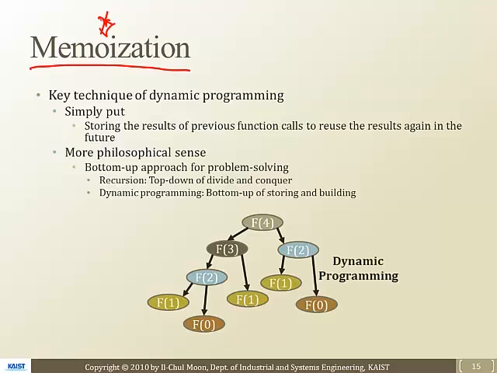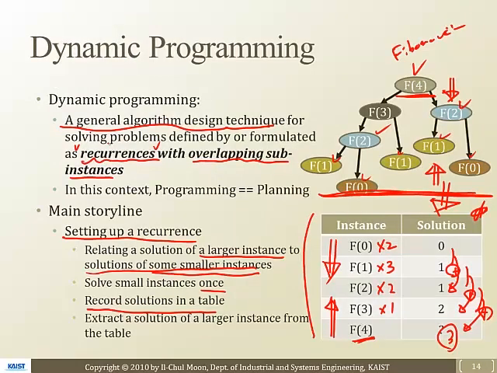So memoization is a key technique of dynamic programming, all right? Without memoization, we really cannot call it dynamic programming. To put it simply, it's storing the results of previous function calls to reuse them again in the future, right? So it just works like this. This is one perfect example of memoization, right?